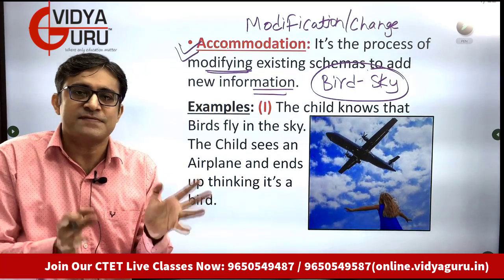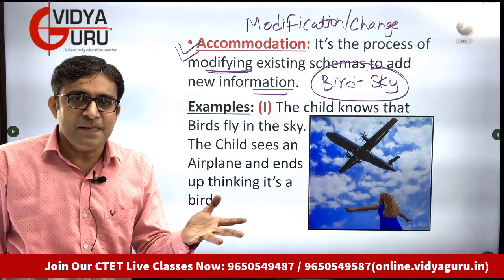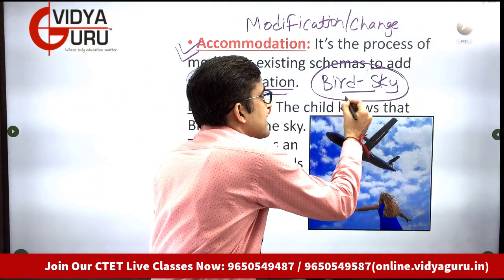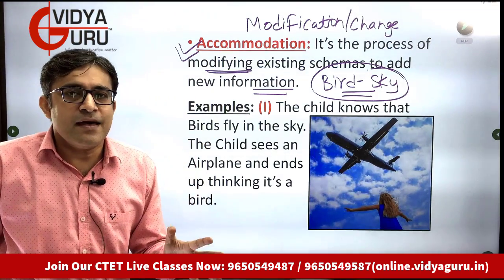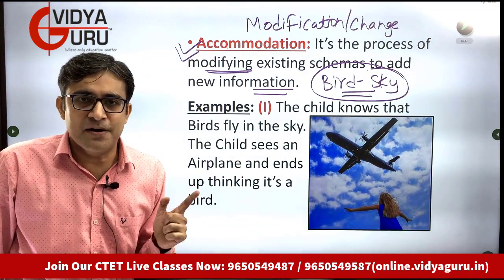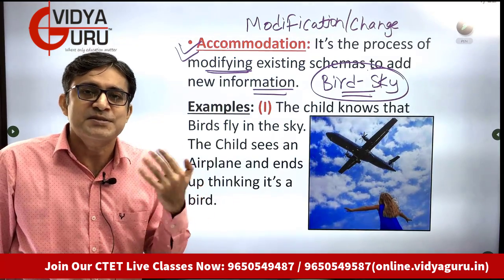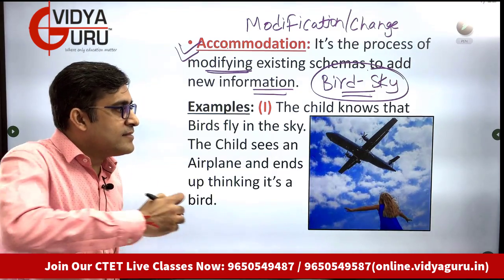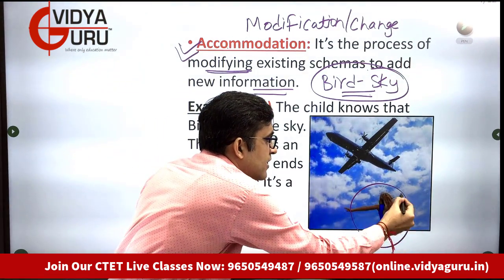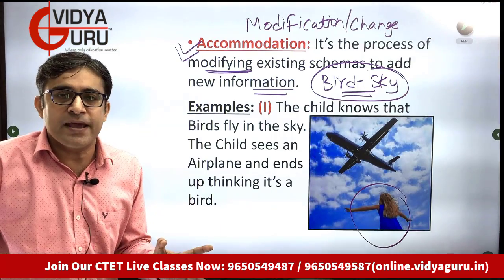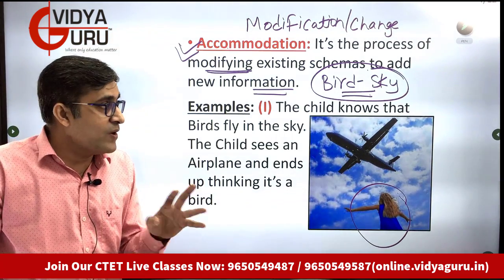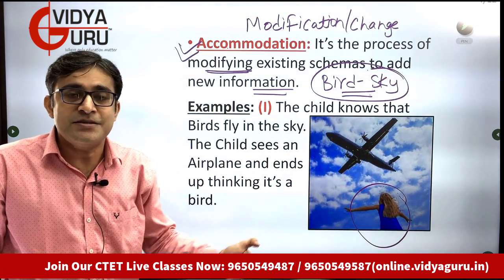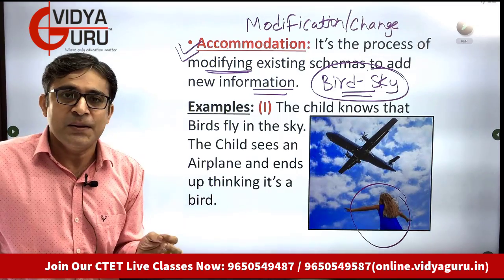You know what happens when they are very young? Everybody tells them birds fly in the sky. They end up thinking a schema is formed where they believe that anything and everything that is flying in the sky is a bird. That is the schema which gets created. Now what happens, students? When this young girl who has never seen an airplane looks at this airplane flying, she ends up calling it a bird.